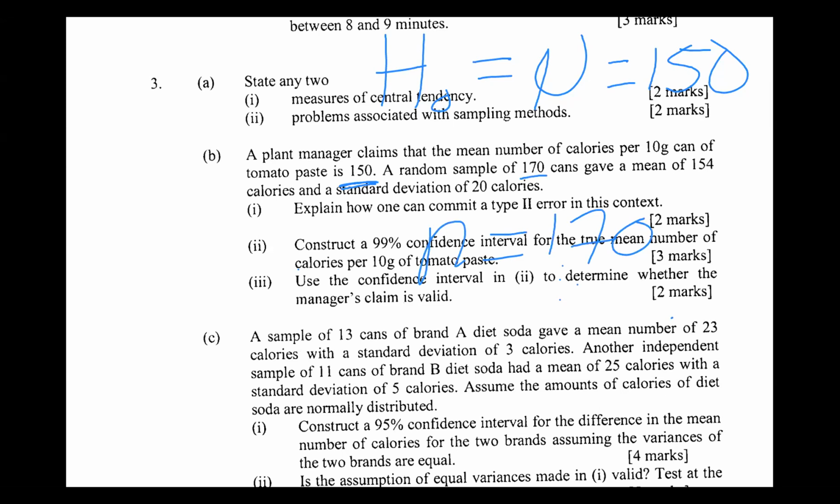He has calculated the mean now. This is the mean from the sample. When he calculated the mean, he found out that the mean was 154. So what are we supposed to do now in this case? We are also given that the standard deviation is 20. That's our standard deviation.